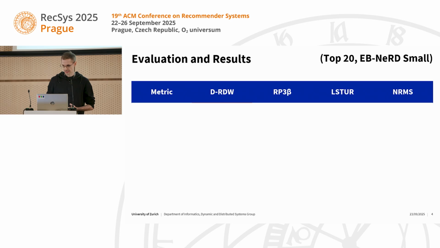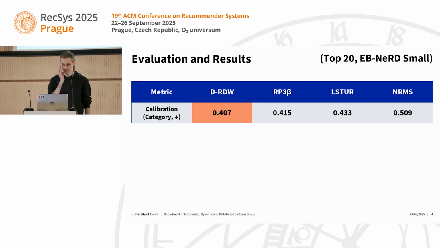Now, this is all nice and good in theory, but in our paper, we also run some benchmarks on the EBNERD dataset from last year that focuses on user recommendations. And we compared our DRDW implementation with the state-of-the-art random walk model RP3beta and some state-of-the-art Microsoft recommender algorithms, LSTUR and NRMS.